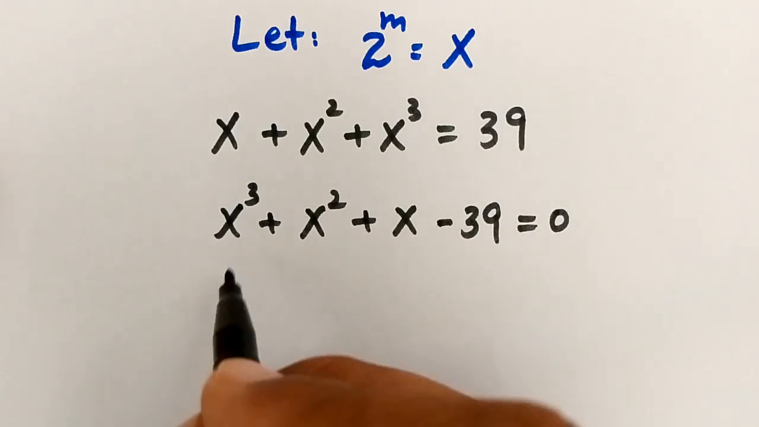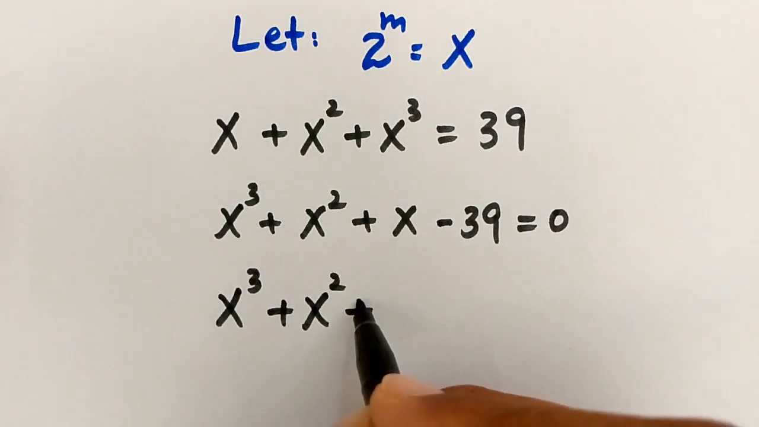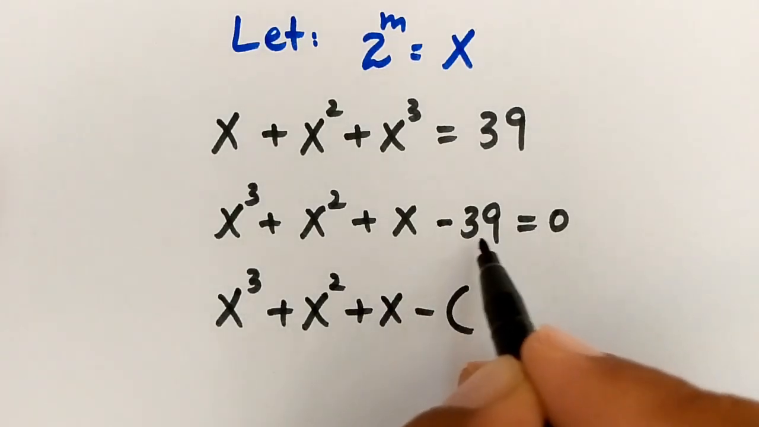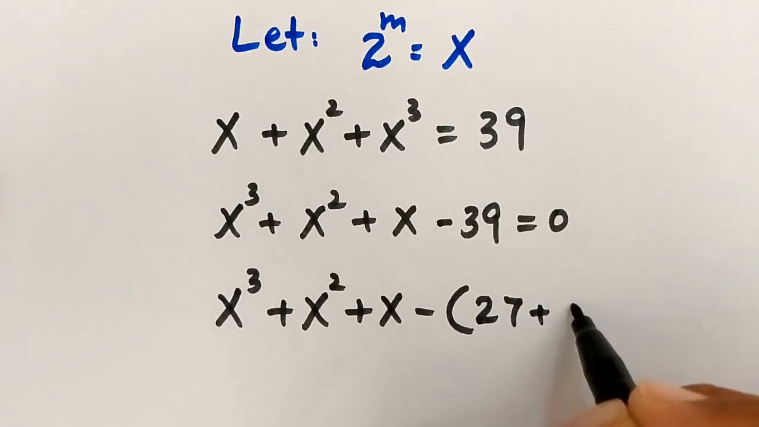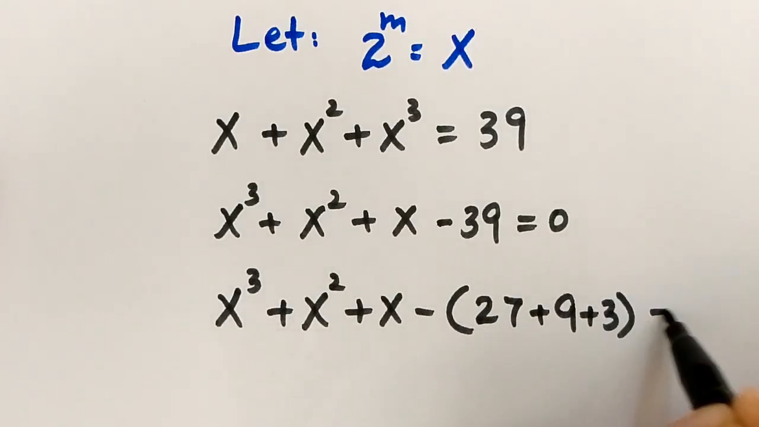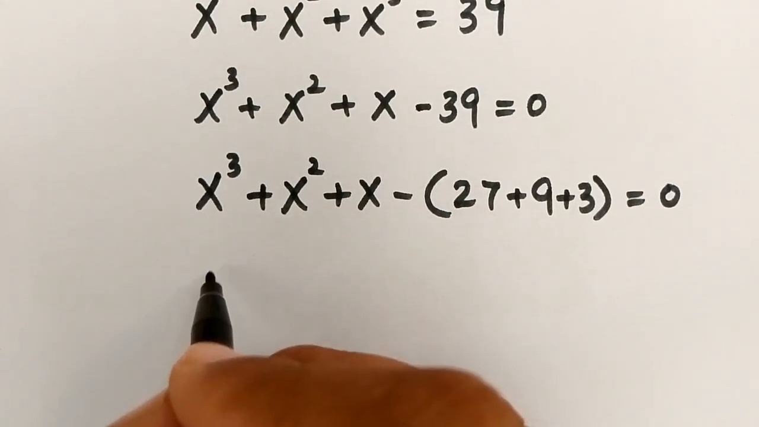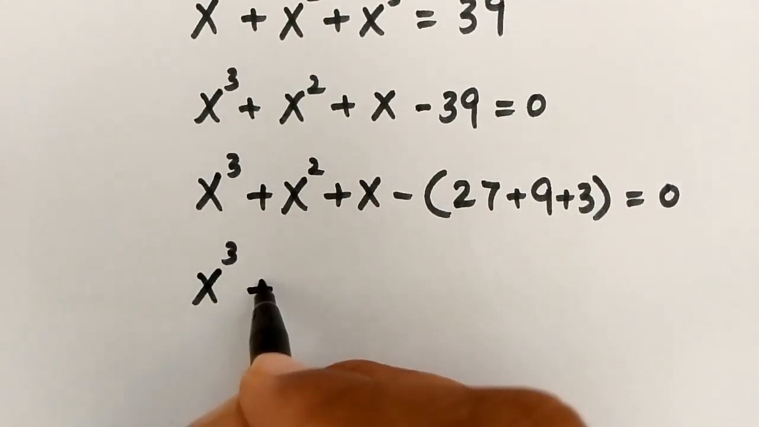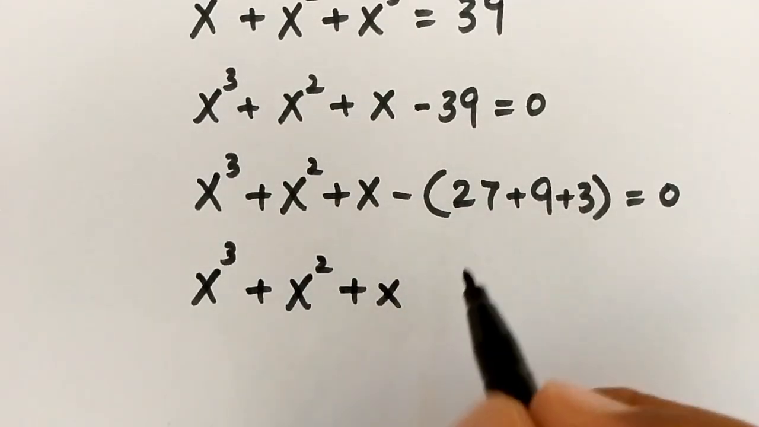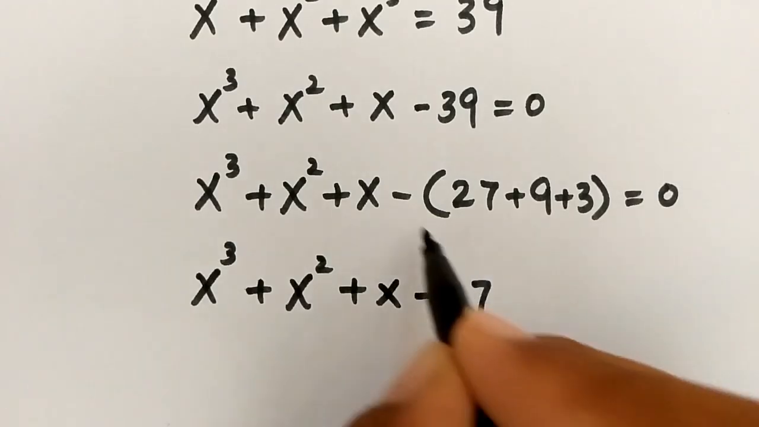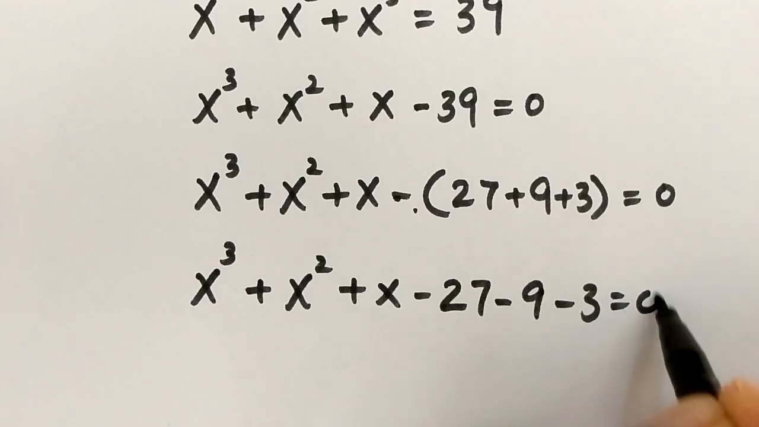Now, in the next step, x to the power of 3 plus x square plus x minus this 39 can also be written as 27 plus 9 plus 3, which is equal to 0. Now, x to the power of 3 plus x square plus x and minus 27 is equal to minus 27, minus 9, and minus 3, which is equal to 0.